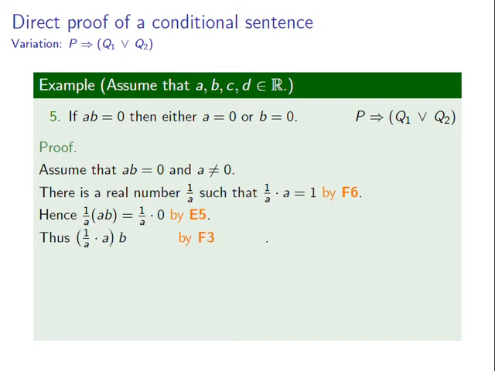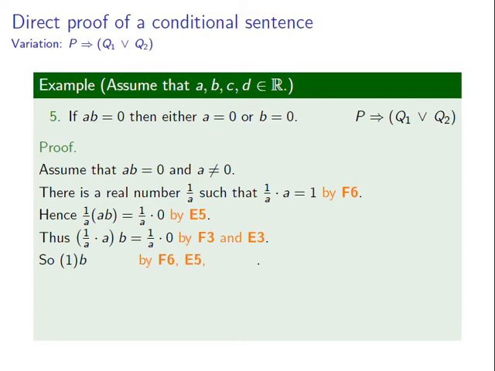By the associative property of multiplication, 1 over A times AB is equal to 1 over A times A times B. By the transitive property of equality, we then get that 1 over A times A times B is equal to 1 over A times 0. Since 1 over A is the multiplicative inverse of A, 1 over A times A is equal to 1.